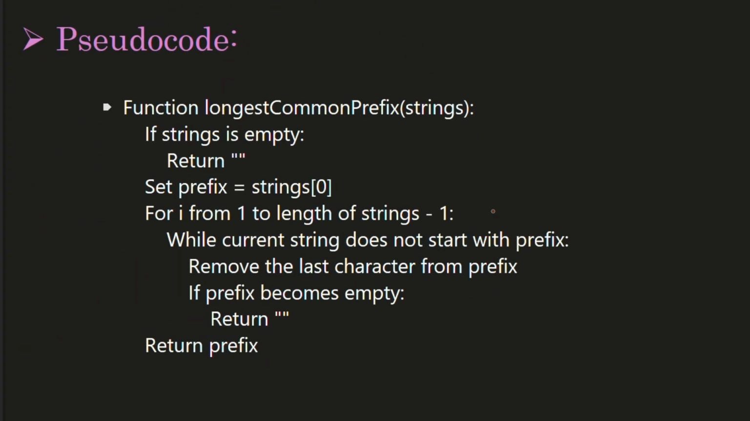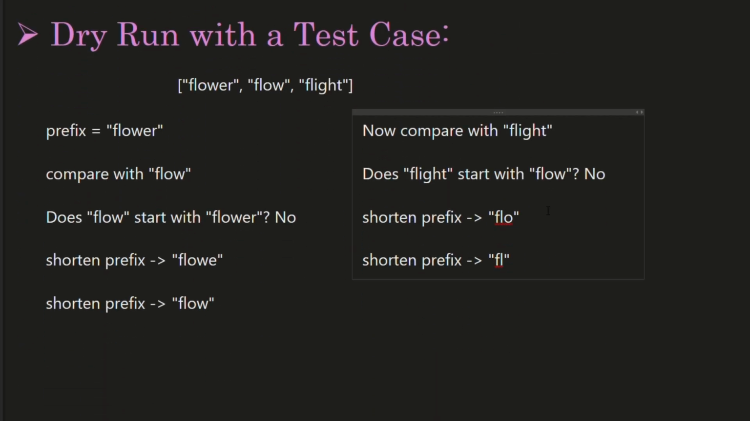Pseudocode, language independent. Function longestCommonPrefix, strings. If strings is empty, return empty string. Set prefix equals strings[0]. For i from 1 to length of strings minus 1. While current string does not start with prefix, remove the last character from prefix. If prefix becomes empty, return empty string. Return prefix.